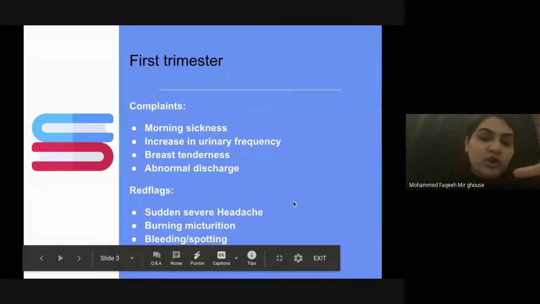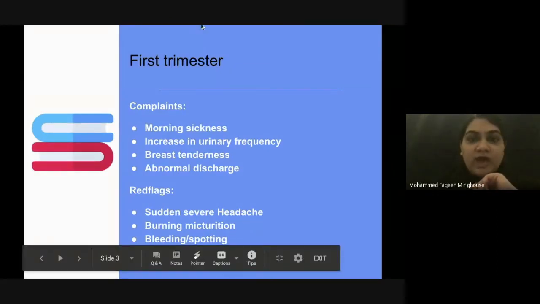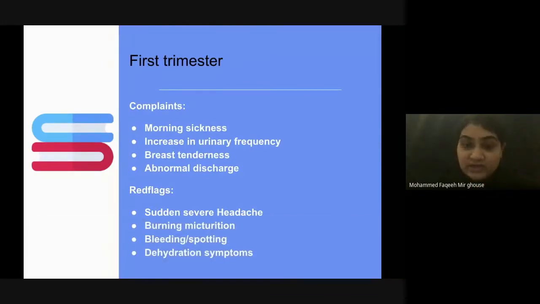So for each of these complaints, I have red flags written over here. Now let me talk about those red flags which I've mentioned here. When I say sudden severe headache, what I mean is if you have a patient who presents with a red flag itself, as in I have a sudden severe headache, doctor, and she's in the first trimester of her pregnancy, then you need to rule out if this is because of an existing diagnosis or this is a new diagnosis.